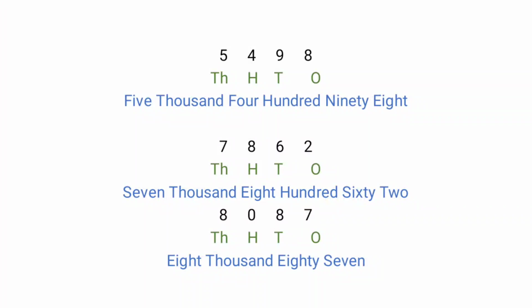So the first example, we have a number as 5498. The first rule, we have to decide the places. The places are ones, tens, hundreds, and we have 4 digits, so the fourth place will be thousand. 8 on ones place, 9 on tens place, 4 on hundreds place and 5 on thousands place. So we have decided the places. Now start reading the number.